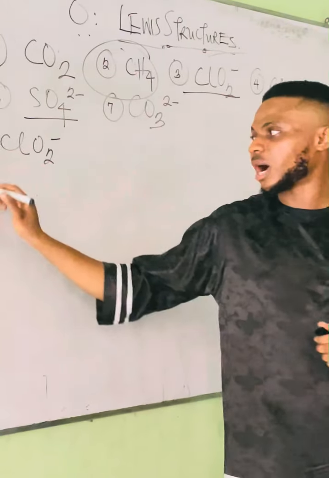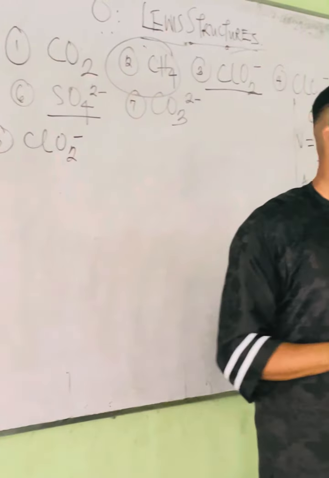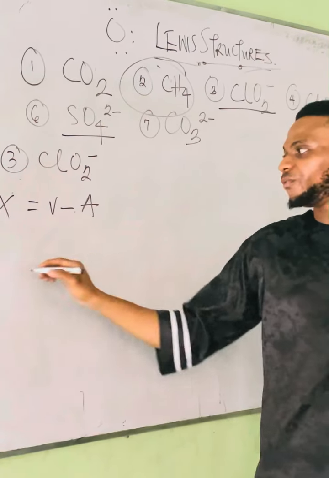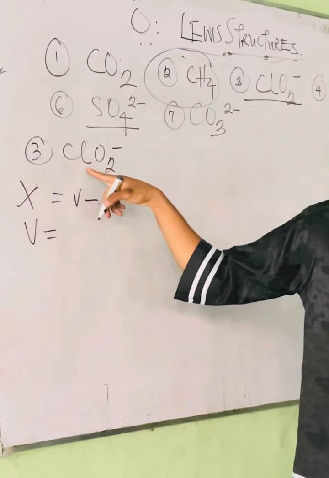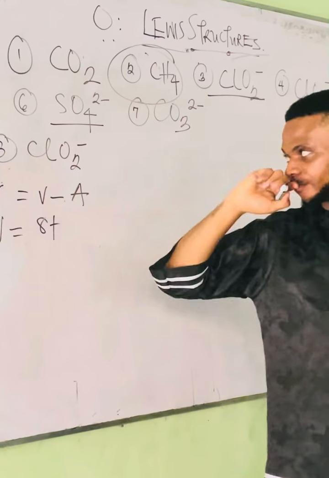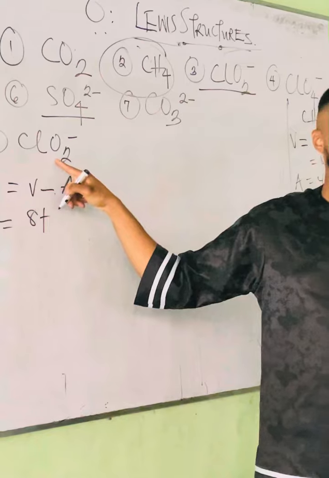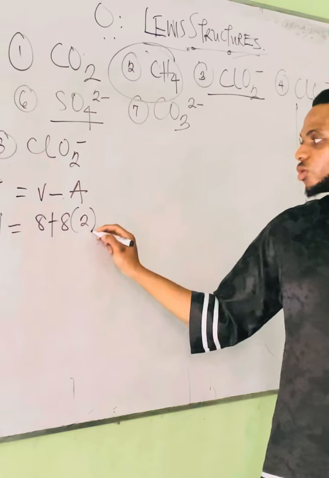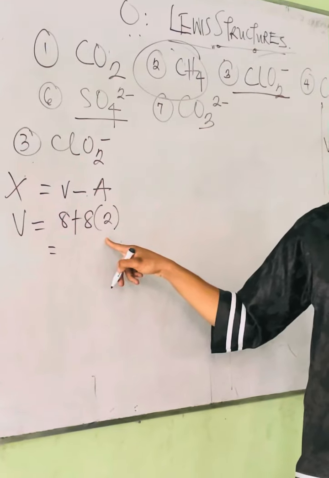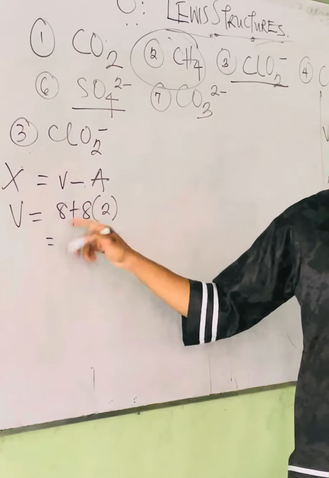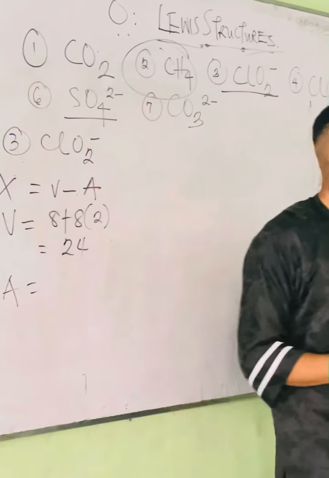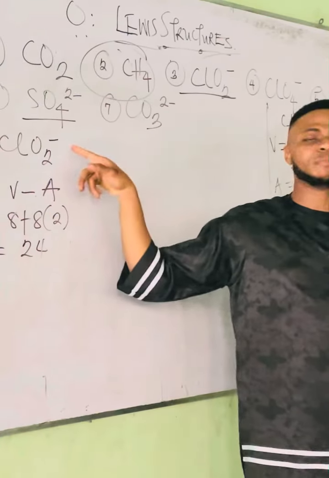Now, the next thing is to calculate our bonding electrons, which is X equal to V minus A. V is equal to, chlorine obeys the octet rule, so it is 8, plus oxygen is also 8, so 8 times 2. 8 plus 8 times 2 is 16, and 16 plus 8 gives us 24. Therefore V is 24. Now you might be wondering where this minus comes into play.